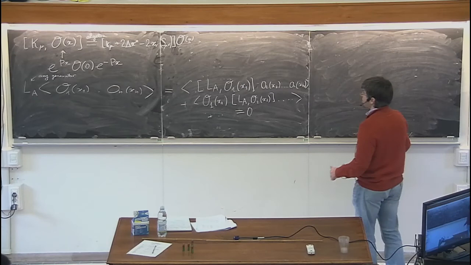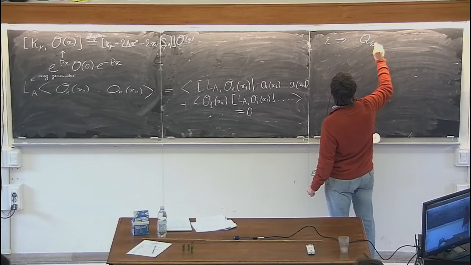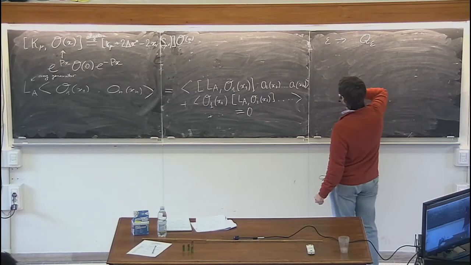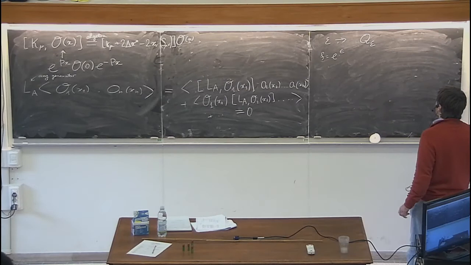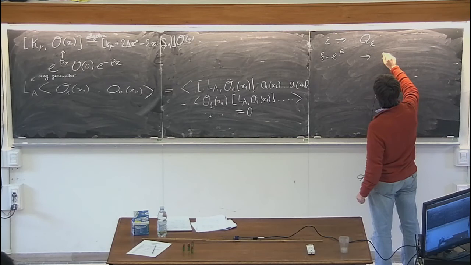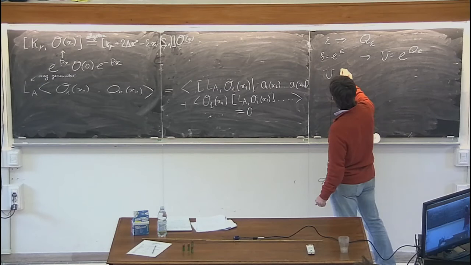So for every vector field epsilon, we associate this charge q epsilon for every conformal vector field. Now let us consider a finite transformation f, which is obtained by exponentiating this epsilon. Then analogously, we can consider exponentiating the charge, so we are going to get this transformation u, which is e to the q epsilon. And the question is, how does this u act on the field at the point x?